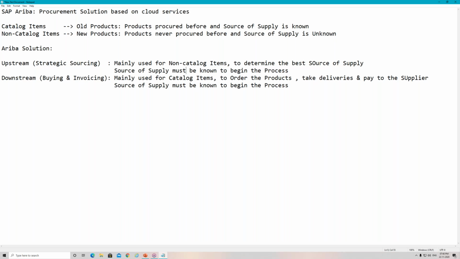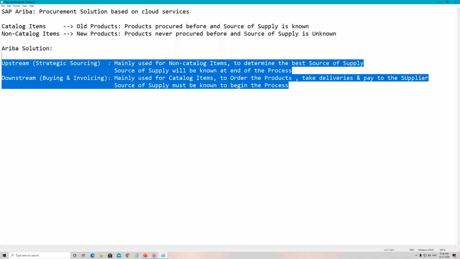Source of supply will be known at the end of the process. That means you will know it almost at the end of the process. Or when we go further into the upstream, all of you are going to say, "Manoj, I think you should say almost at the middle, or 40% or 50% of the process, we are going to find out the best source of supply."